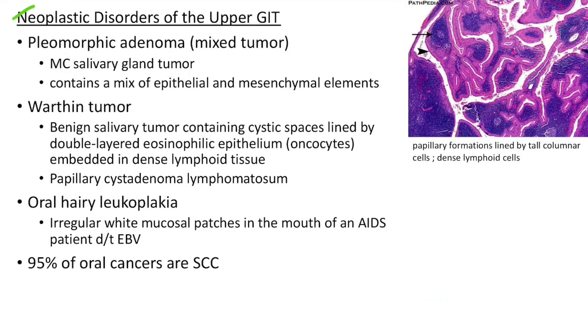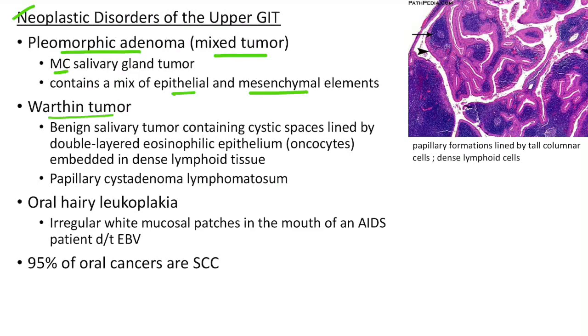Now let us see about neoplastic disorders of the upper gastrointestinal tract. First, let us see about pleomorphic adenoma. It is also known as mixed tumor. It is the most common salivary gland tumor. It contains a mix of epithelial and mesenchymal elements.